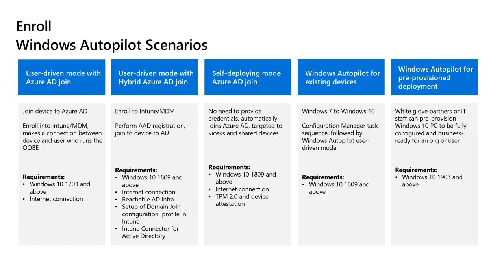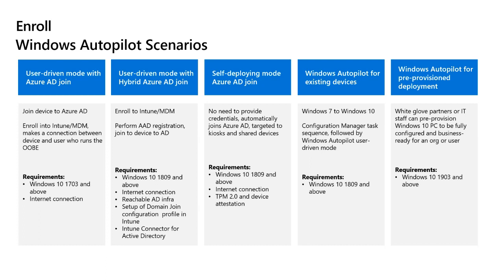The self-deploying mode is used mainly for kiosks, digital signage, and things like that. For the self-deploying mode, it does not ask for AD credentials in the out-of-box experience and joins automatically. Windows Autopilot for existing devices offers an upgrade path to Windows Autopilot for existing Windows 7 and Windows 8 devices. And then finally, Windows Autopilot for pre-provisioned deployment is essentially white glove, where partners or IT staff can pre-provision Windows 10 PCs to be fully configured and business ready for an org or user.